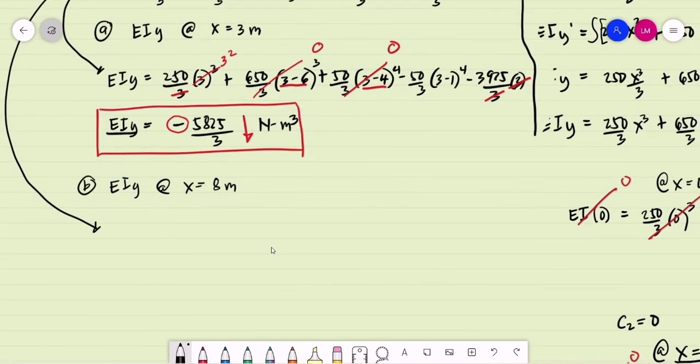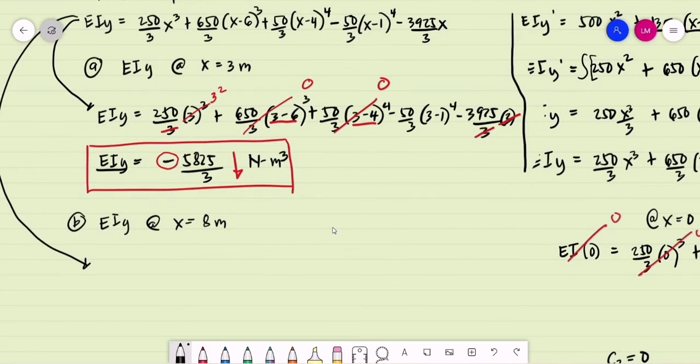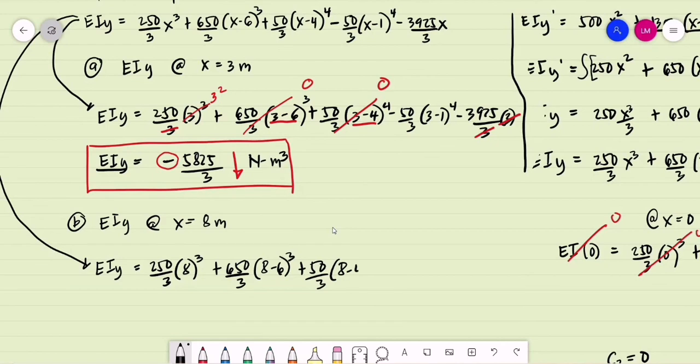So we have EIY is equal to 250 divided by 3 multiplied by 8 raised to 3, plus 650 divided by 3 multiplied by 8 minus 6 raised to 3, plus 50 over 3 multiplied by 8 minus 4 raised to 4, minus the 50 over 3 multiplied by 8 minus 1 raised to 4, minus 3,925 over 3 multiplied by 8.